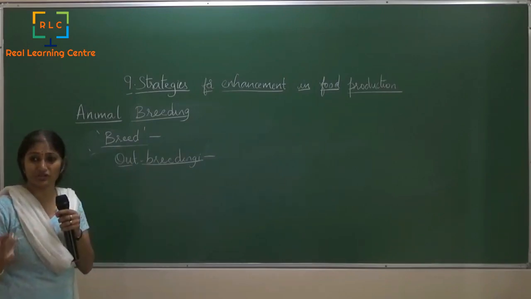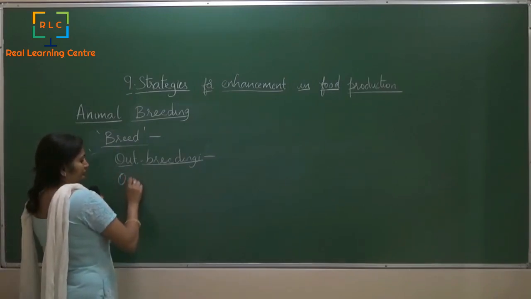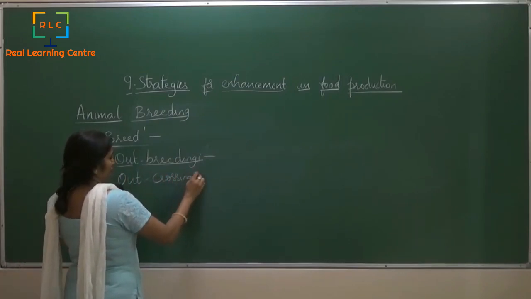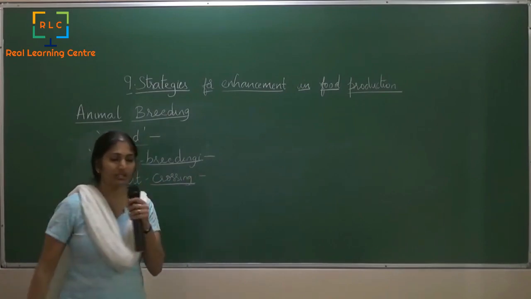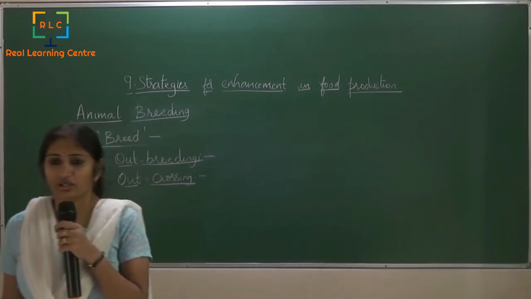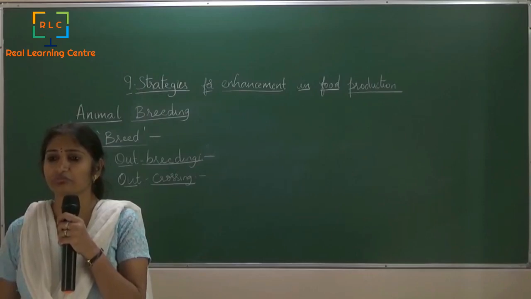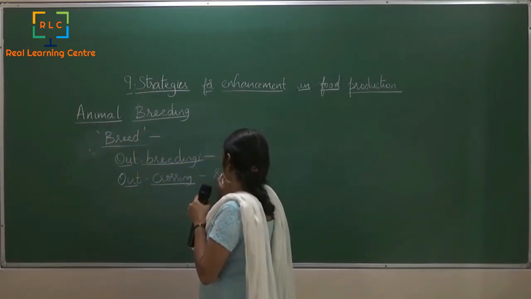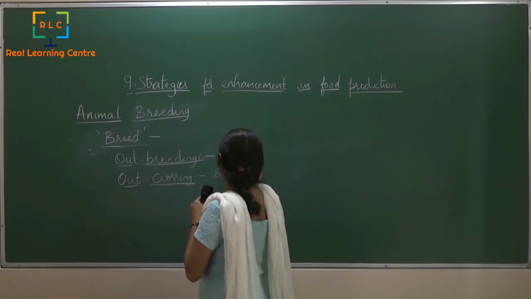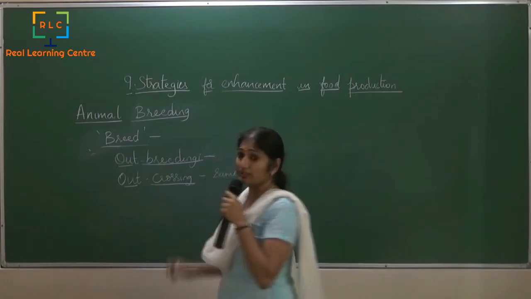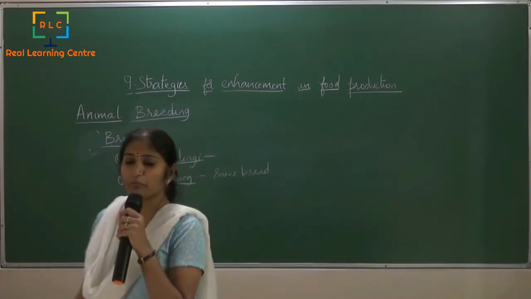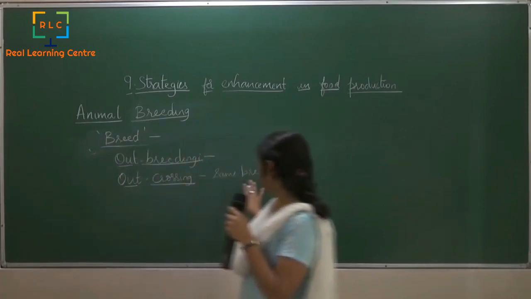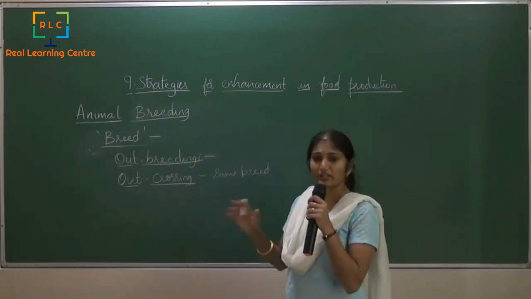Okay. Just to explain types of outbreeding here, we have the first one which is called as outcrossing. Outcrossing is nothing but the mating of animals within the same breed. Okay, it is from the same breed. But now, if it is in the same breed, it should be inbreeding. Here, it is not inbreeding, it is from the same breed. Then, how are they different?